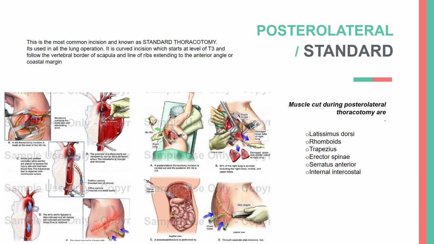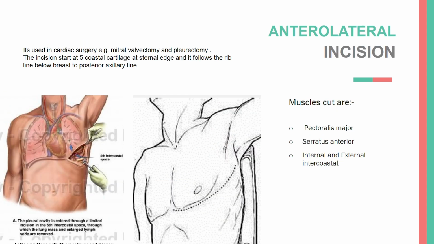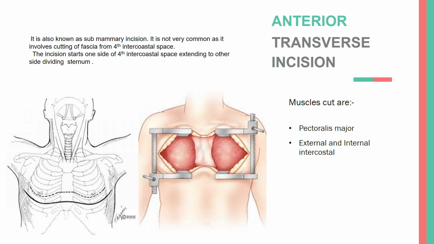Now coming to the incision. So first the incision we will talk about is posterolateral or the standard thoracotomy. It involves an incision below the scapula with division of latissimus dorsi and serratus anterior muscle that transects the rhomboids and trapezius. Next is the anterolateral incision, used in a variety of operations, which runs from the lateral border of the sternum to the mid-axillary line at the 4th or 5th intercostal space, dividing pectoralis major and serratus anterior.